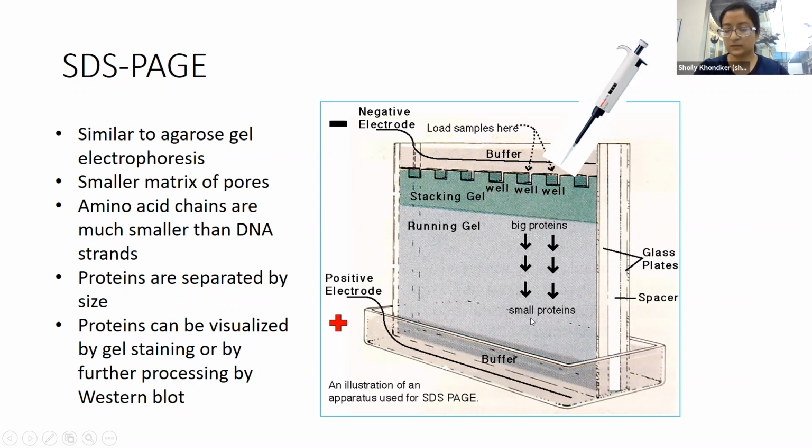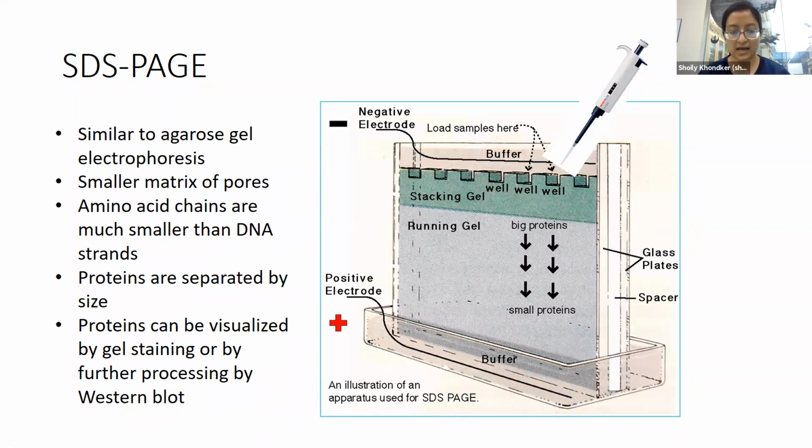And similar to what happens with DNA gels, the smaller proteins will travel faster because they're able to pass through the matrix more easily. What you have at the end is proteins that are separated by size.